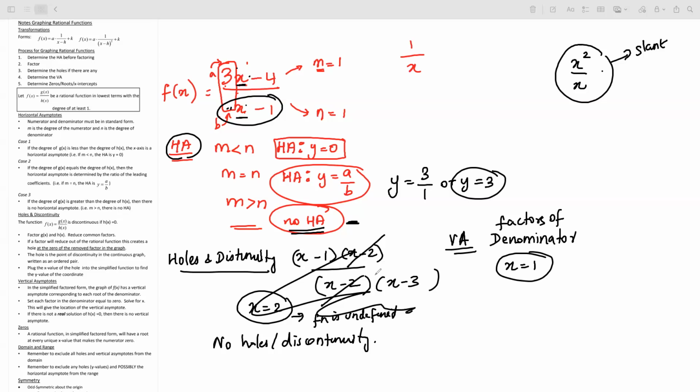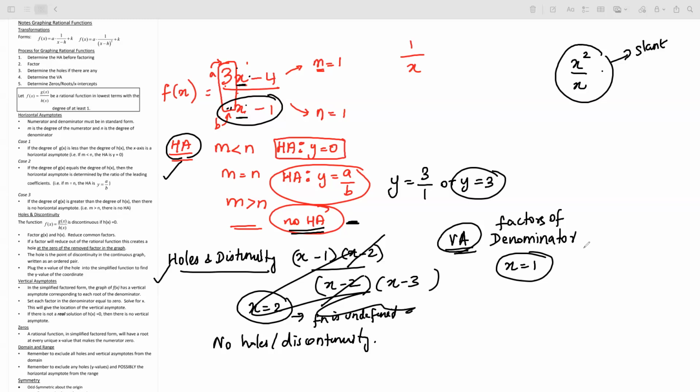Sometimes you'll have two vertical asymptotes. So you know how to find the horizontal asymptote, and you know how to find holes or discontinuities. Whatever linear factors get cancelled between the numerator and denominator are holes. That means x equals that point is a hole where you don't have a y value. Similarly, for vertical asymptotes, you go for the factors of the denominator. Any questions here?